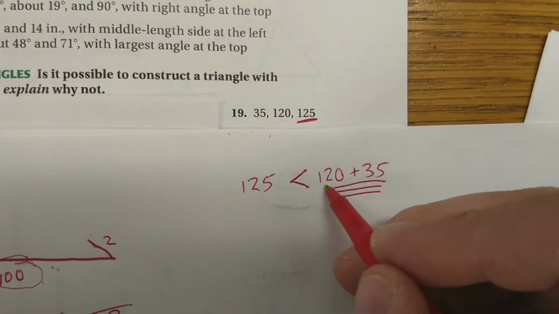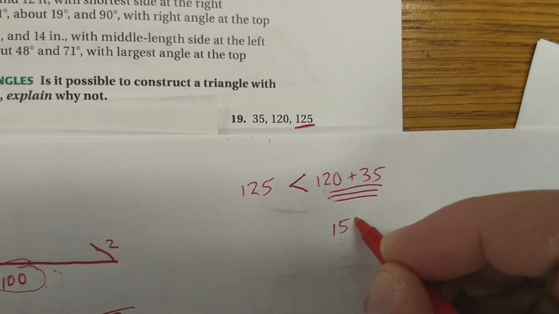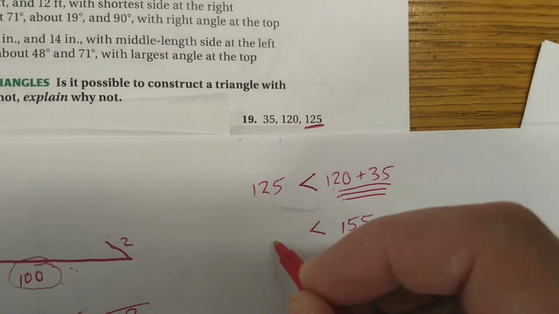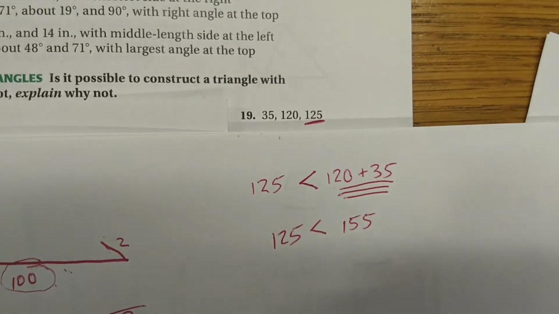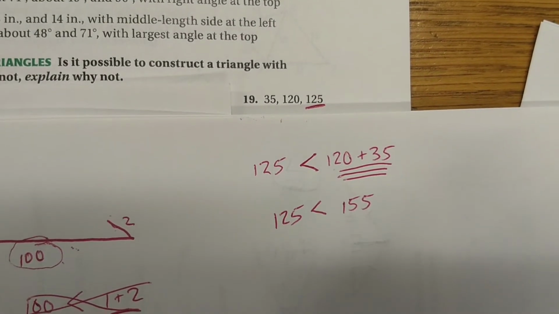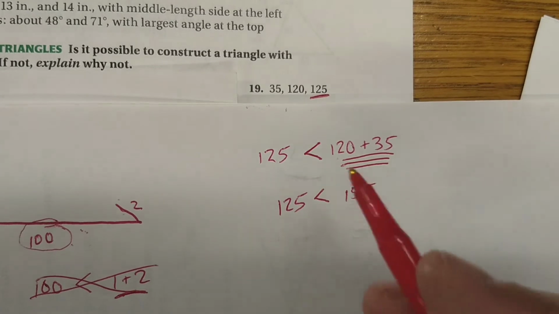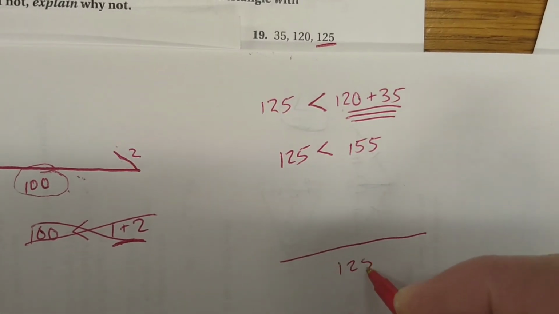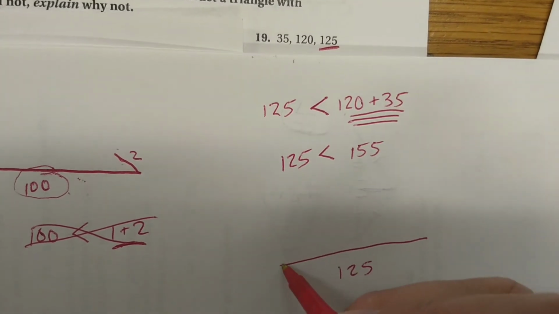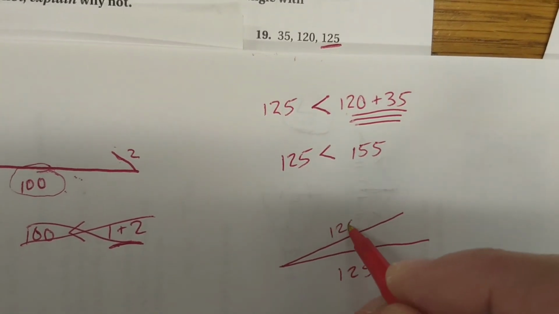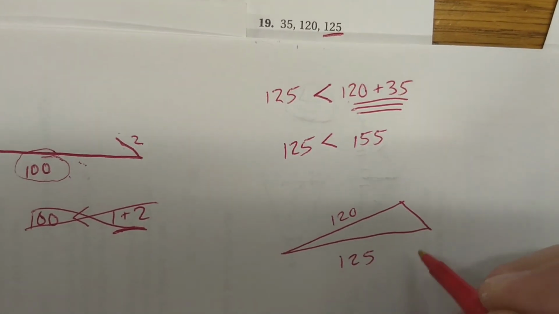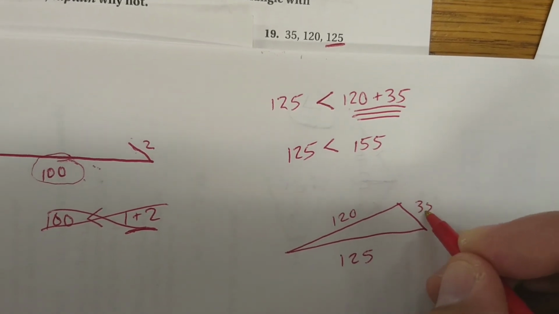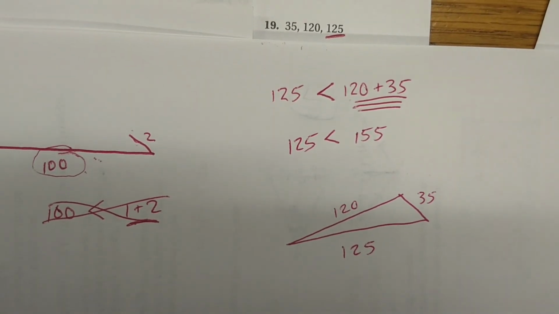In this case, 120 and 35 is 155. It really is larger than 125. So we should be pretty good here. This would be a triangle that could be made using these three lengths. And if you want to try to draw it and say, okay, that's 125, 120 would stretch most of the way, and that last piece would be the 35. This triangle would work given those three sides.